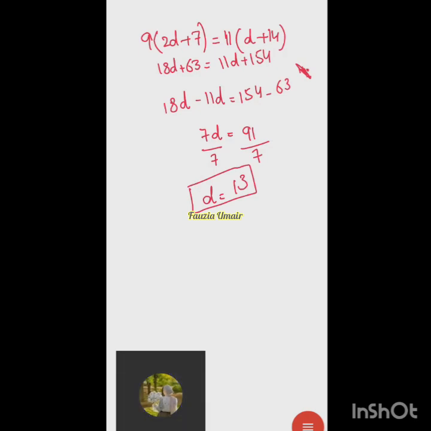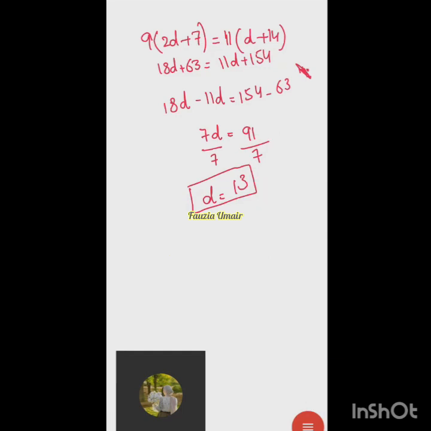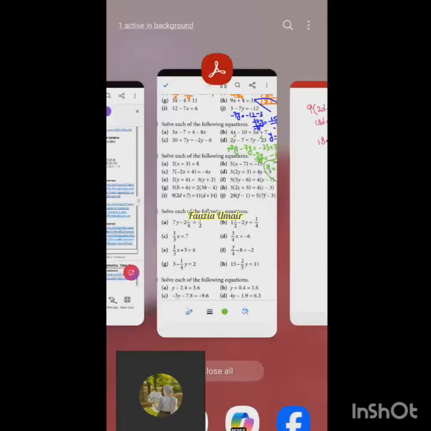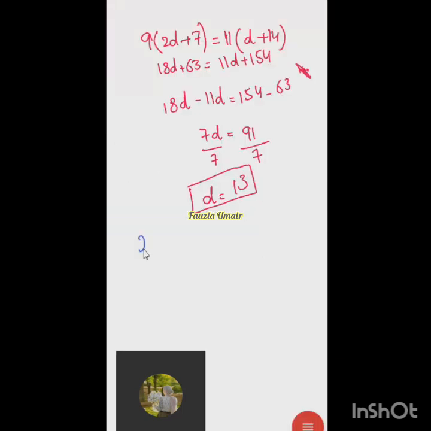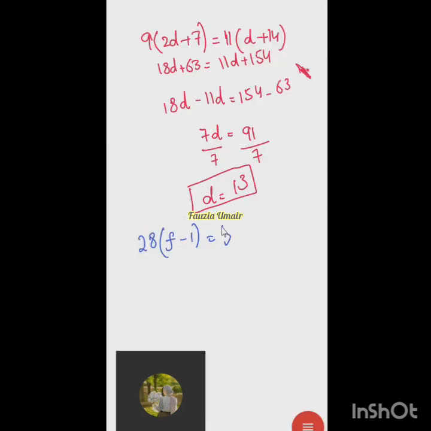13, right? So let's solve the last question then. Last question is 28 into f minus 1 is equal to 5 into 7f minus 3. 5 into 7f minus 3, right? So what is the first step?